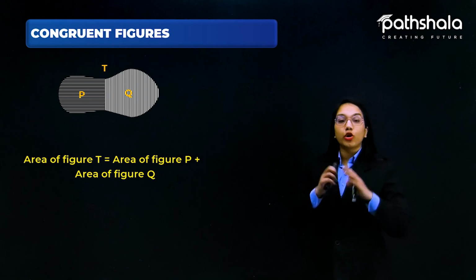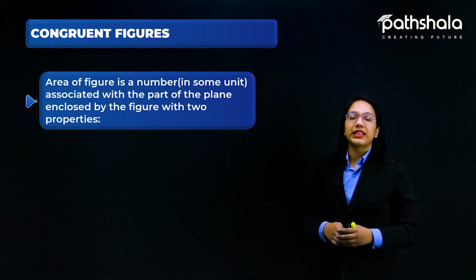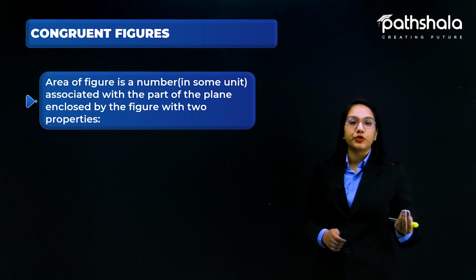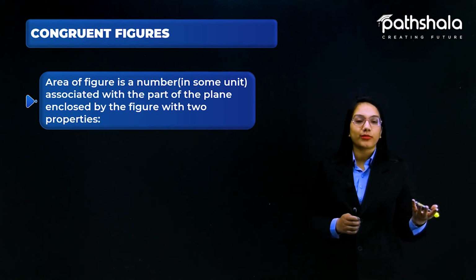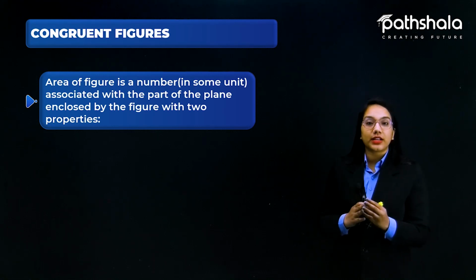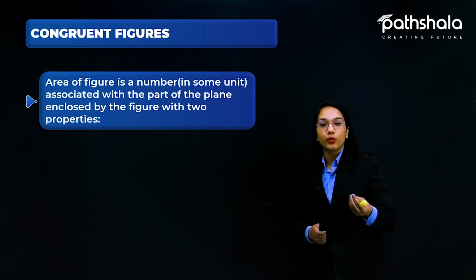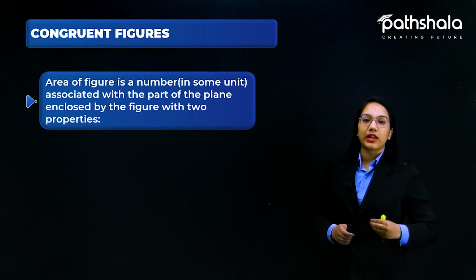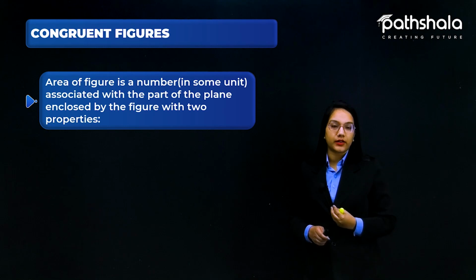Furthermore, if I'm talking about the whole concept, then we can say that the area of a figure is actually a number in some units, meaning in centimeter square or in meter square. It is a number. For instance, if I'm talking about the area of a square as 25 centimeter square, then 25 is nothing but a number. So the area of a figure is a number in some units which is associated with the part of the plane enclosed by the figure, with two properties. There are two properties related to it.